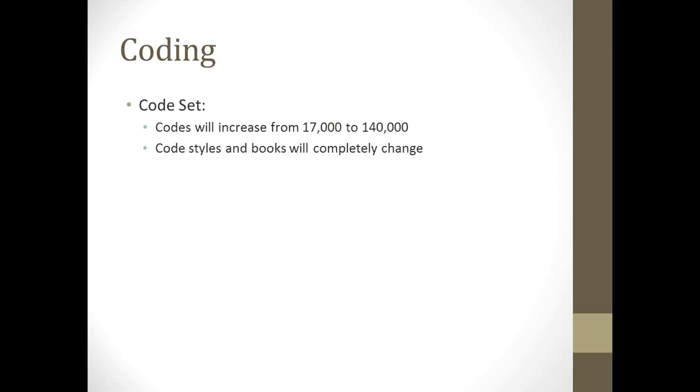Now within this, you're going to have a code set. Like I said before, the codes are going to increase from 17,000 to 140,000. The code styles and books are going to completely change. And I would imagine most of you are probably not going to get a physical book, but electronic books, considering it's gotten that much bigger.